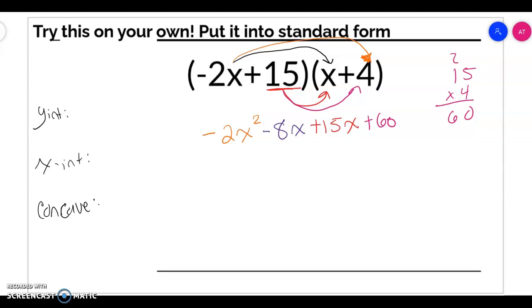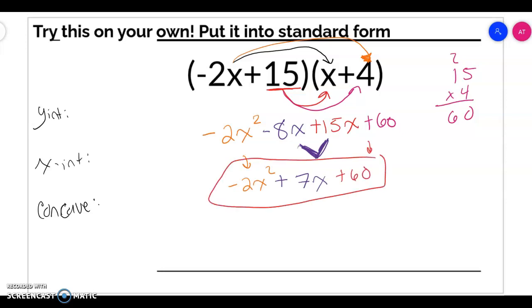Now I'm going to combine my two like terms, which are my middle terms. Usually you'll see that you combine the x's together. So I have negative 8x plus 15x. Well, if I have $15 and you take 8 away from me, how much money will I have left? 7. Yep. And bring everything else down with it. And there's my standard form.